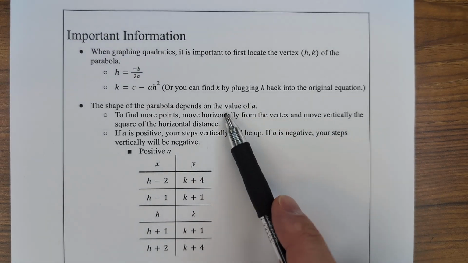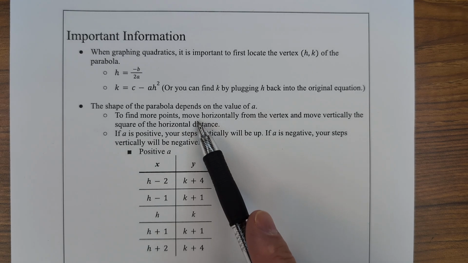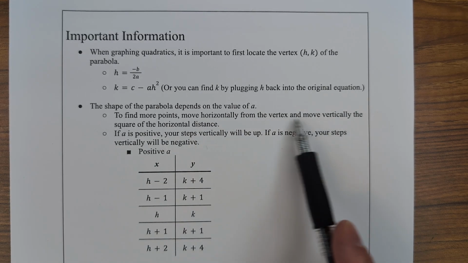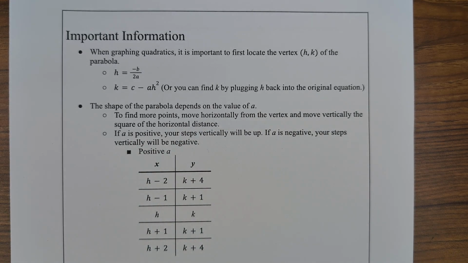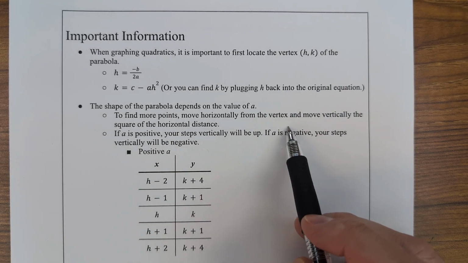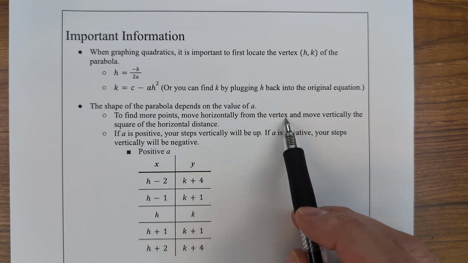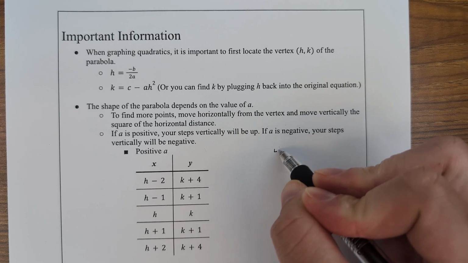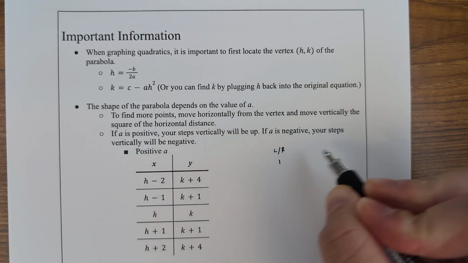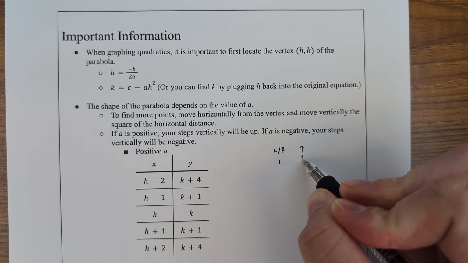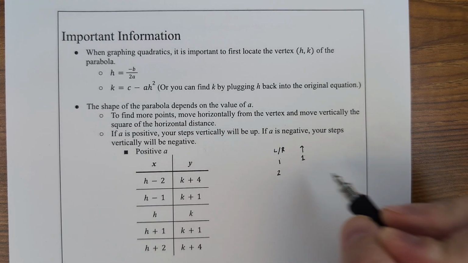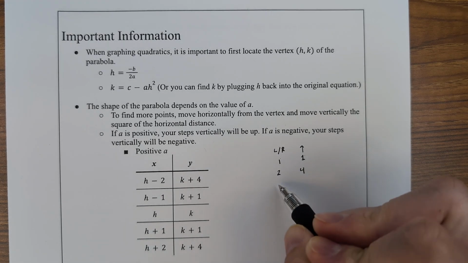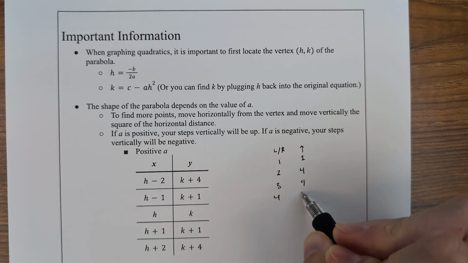The shape of the parabola depends on the value of a. To find more points, you move a horizontal distance from the vertex and then move vertically the square of the horizontal distance. What that means is that for every one step I go left, or sorry, right, I go one step up, because 1 squared is 1. If I go 2 steps to the left or right, I have to go up 4 steps. 3 would be 9, 4 would be 16.